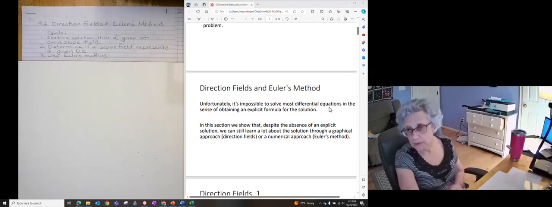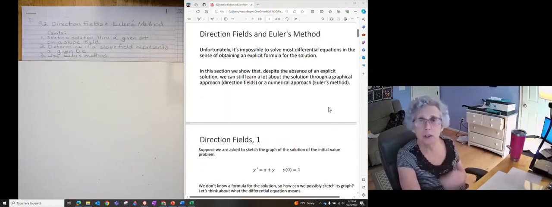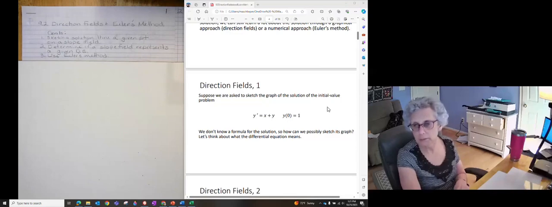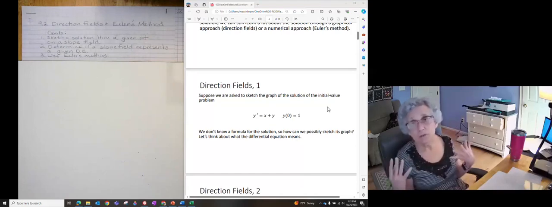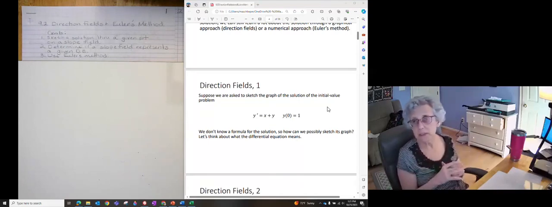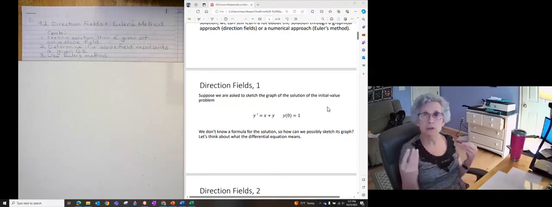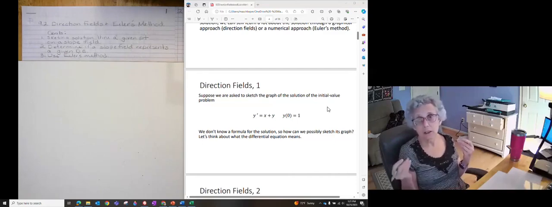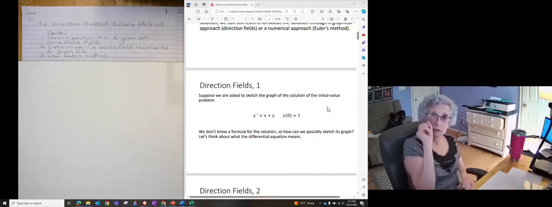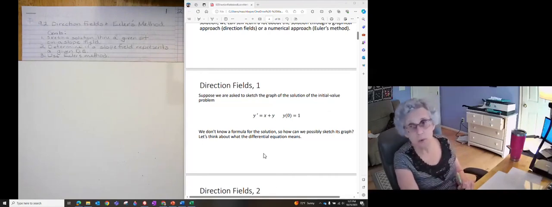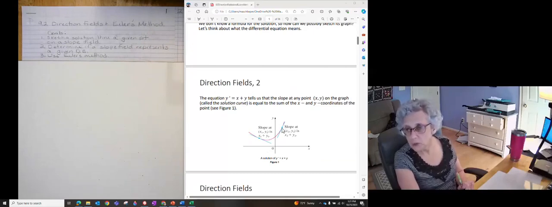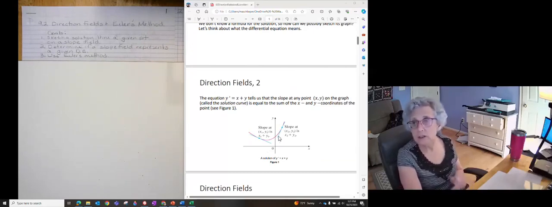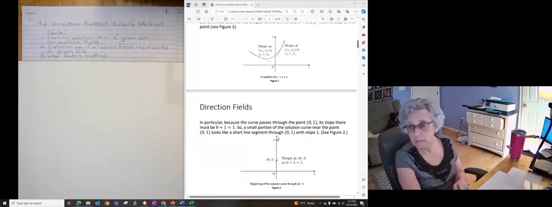So, direction fields. Like I said, unfortunately, we can't solve every differential equation, so we like to have some tools for estimation. So suppose you were asked to sketch the graph of a solution of this initial value problem. We don't have a formula for the solution, so how could we possibly sketch its graph? Well, we know what the derivative looks like, and we know a point on it. So we know what the solution looks like really close to that point. So we just draw a little picture of our solution really close to that point.